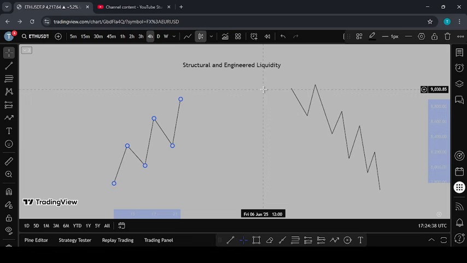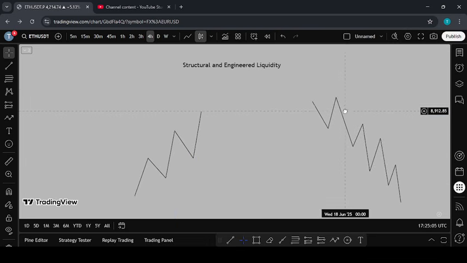While engineered liquidity is usually formed when the market does not have a structural liquidity and the market makers want to manipulate price. They want to manipulate early buyers or early sellers. They engineer a liquidity before buying. I'm going to explain everything before buying or selling. If I'm using buying, just know that it's for both buy or sell, right?